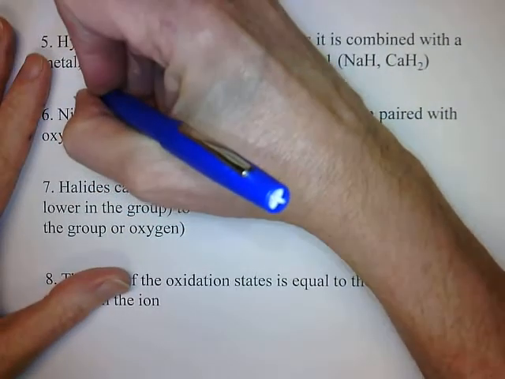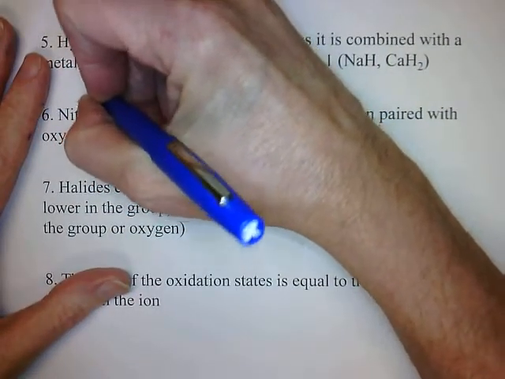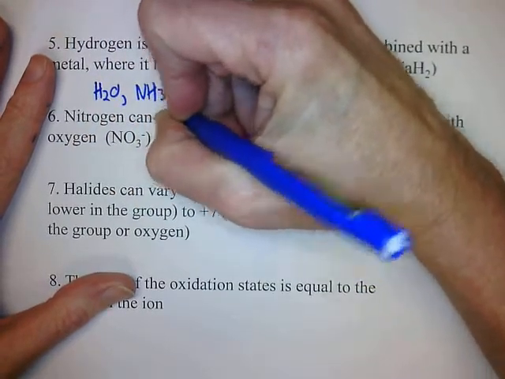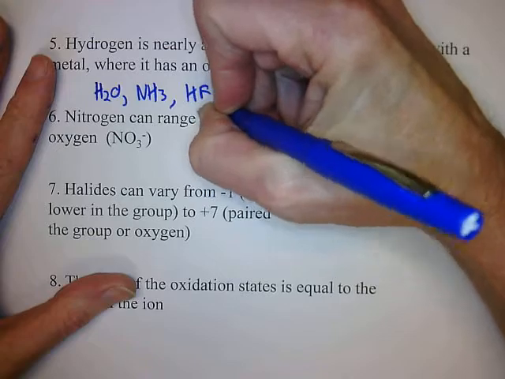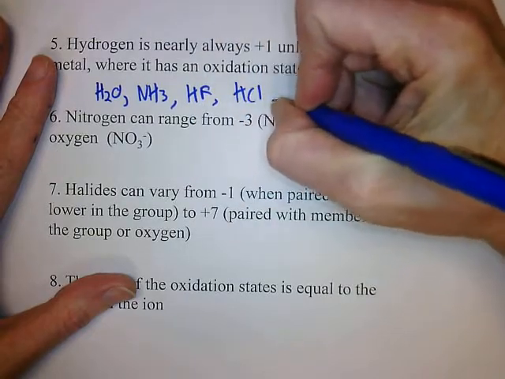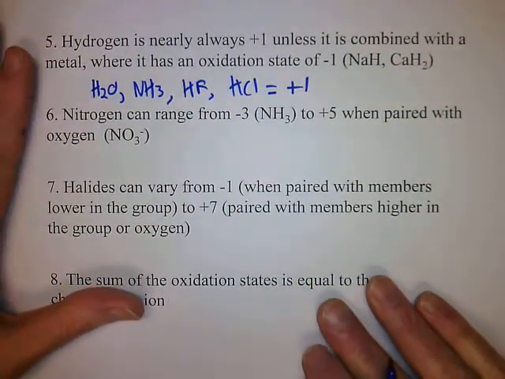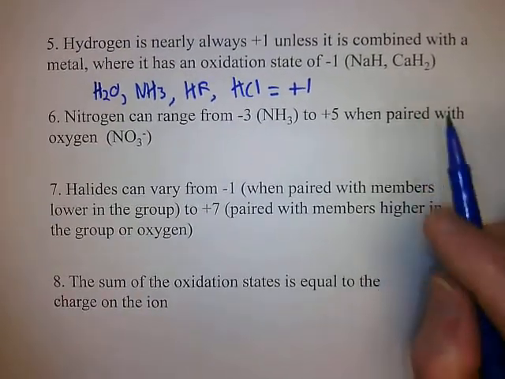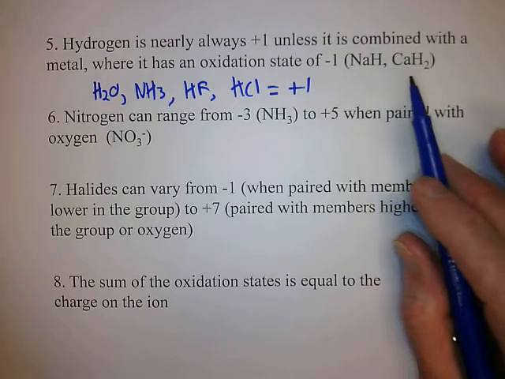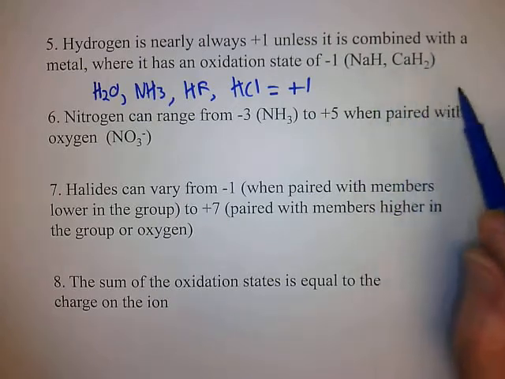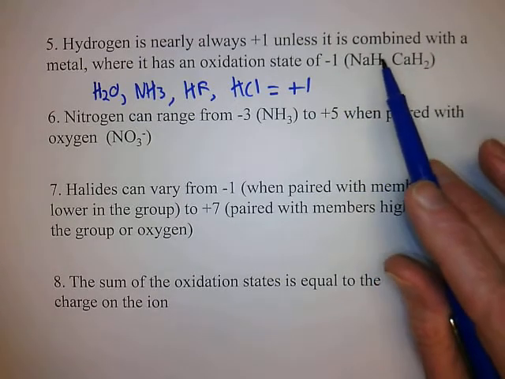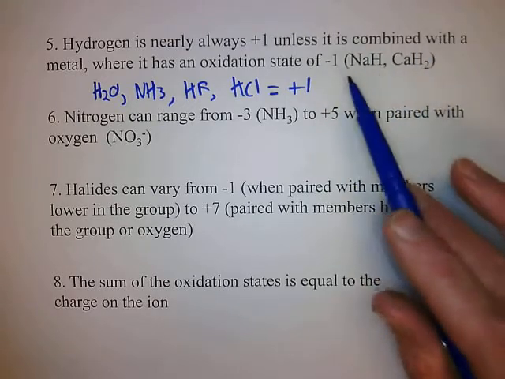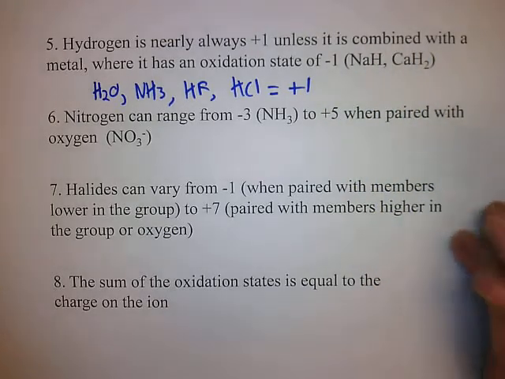So, for example, if you have H2O or NH3 or HF or HCl, all of that is hydrogen plus 1, because it's hydrogen combined with non-metals. On the other hand, if you have NaH or CaH2, that's hydrogen combined with a metal, so the hydrogen is going to be minus 1. Those, by the way, are called hydrides.